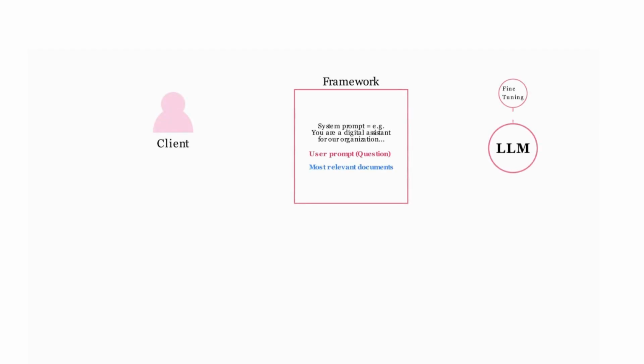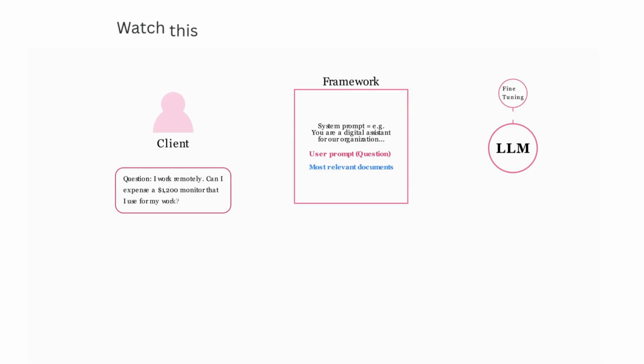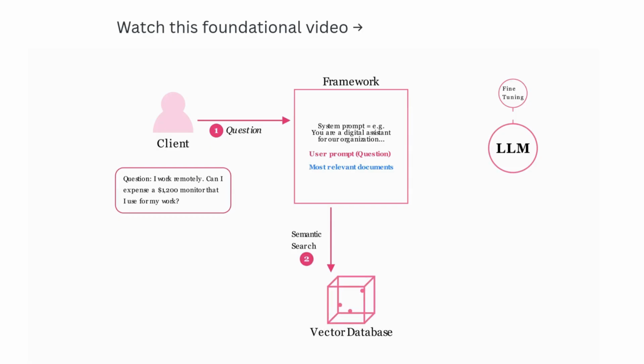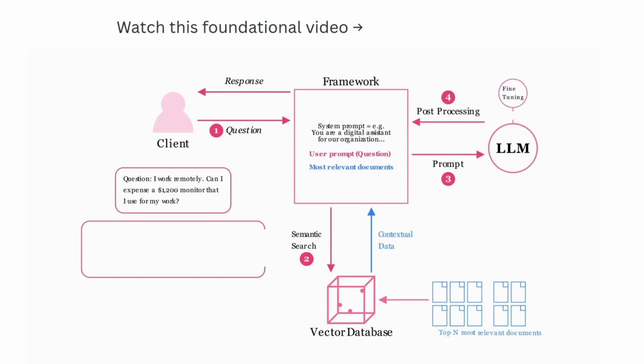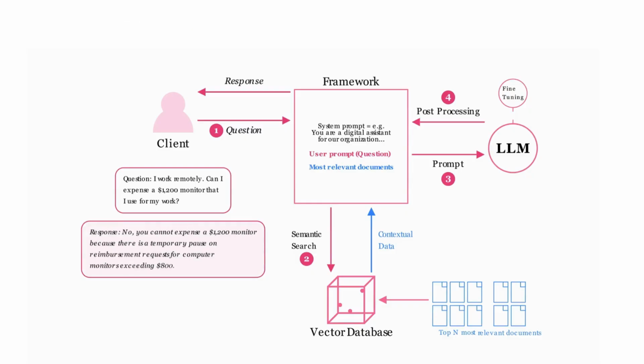In our previous foundational video on RAG, we broke down the theory of retrieval augmented generation, why LLMs hallucinate, and how semantic search provides the ground truth they need. We used the hypothetical example of an employee trying to expense a $1,200 monitor to show how RAG enforces company policy. Today, we're stopping the talk and starting the build.